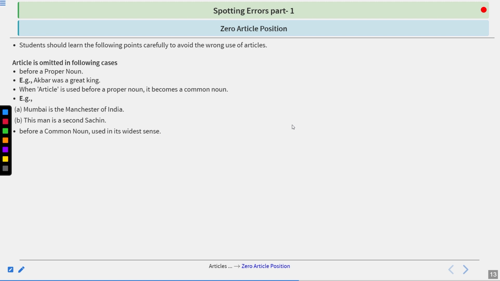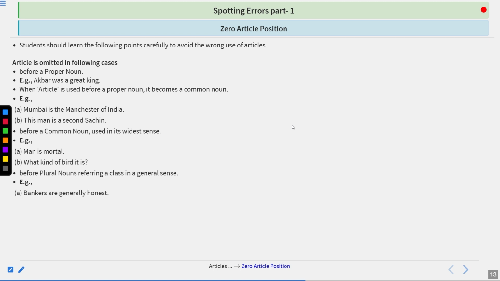Before a common noun used in its widest sense. Example: man is mortal. Here we are not talking about any man, but we are referring to mankind. What kind of bird is it? Before plural nouns referring to a class in a general sense. Example: bankers are generally honest. Lawyers are generally intelligent.